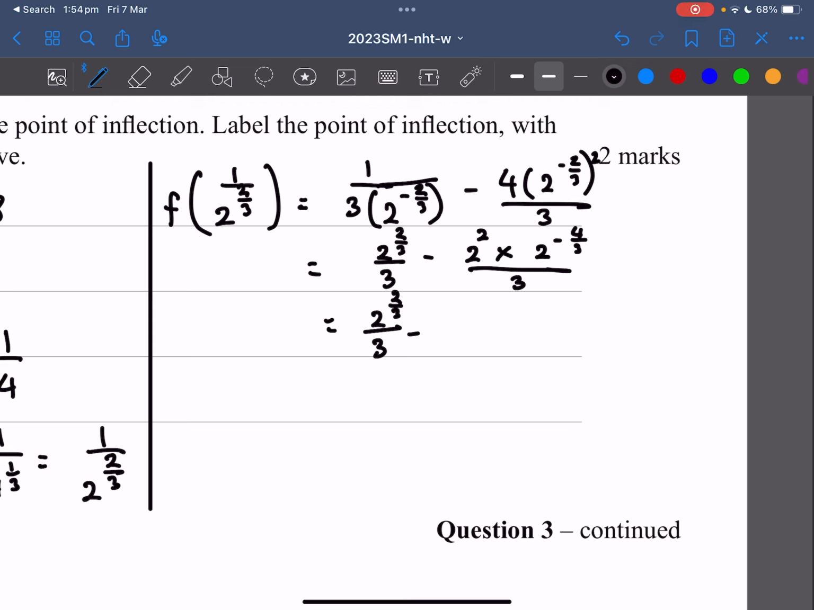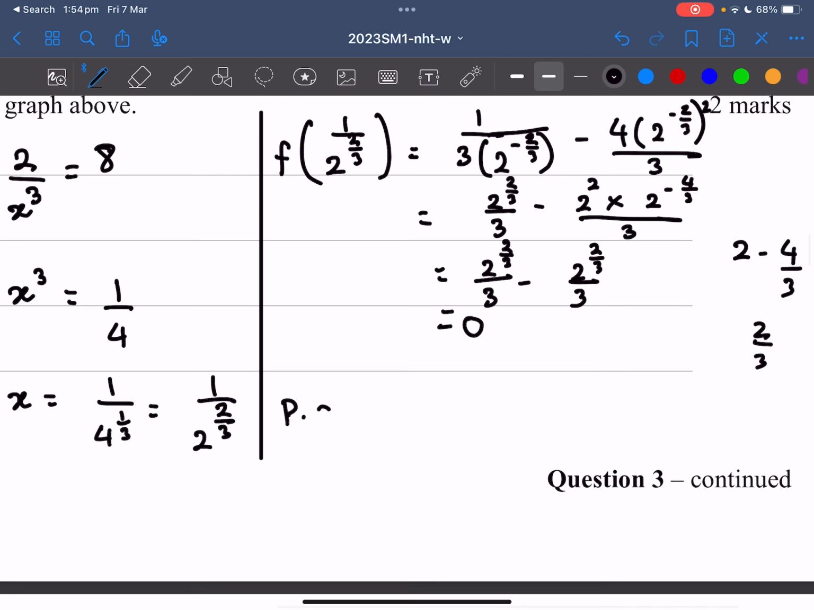Okay, so we'll get 2 to the power of that on 3, take away. So we will have 2 minus 4 on 3. So that is going to be 2 on 3. Right? So we'll have 2 on 3 on 3. So it's just going to be 0. So our point of inflection is going to be 2 to the power of minus 2 on 3 and 0.